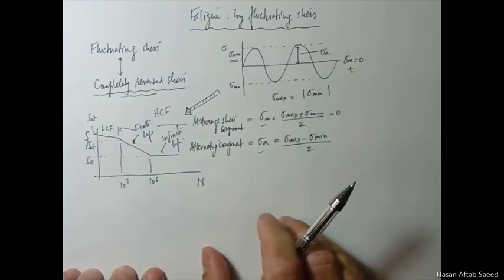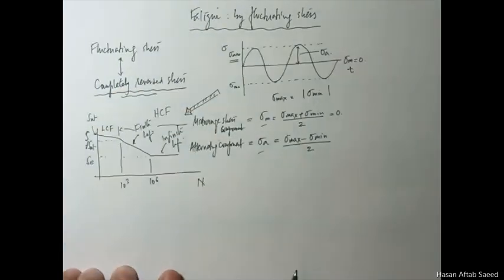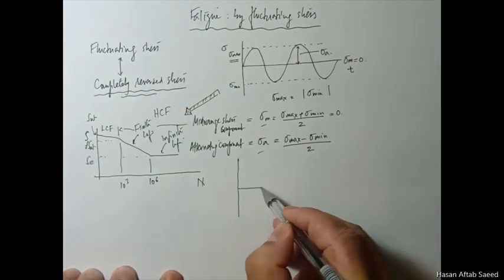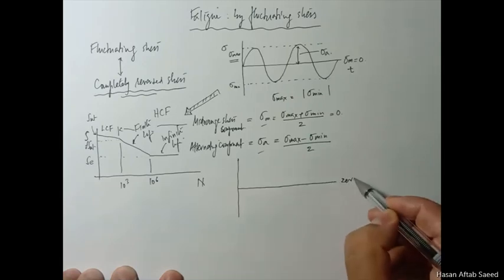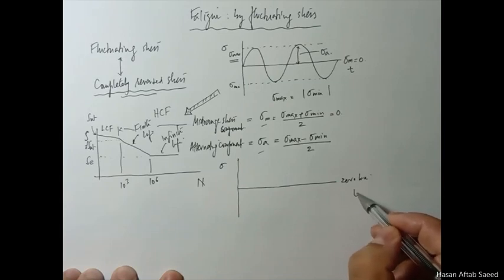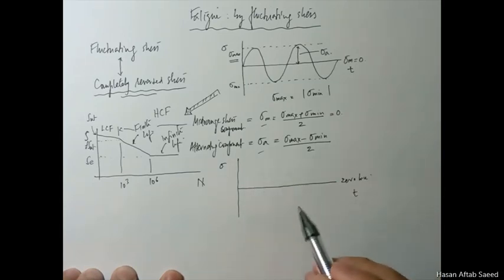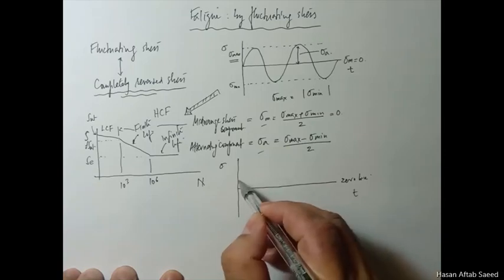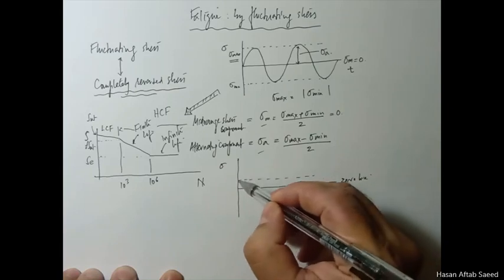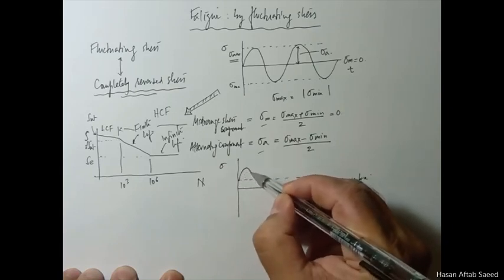Now fluctuating stresses, they are different from completely reversed in that they will have, this is a zero stress line, this is again the stress axis, this is the time axis. Here sigma m will have a non-zero value. For example, let's assume this is that value.